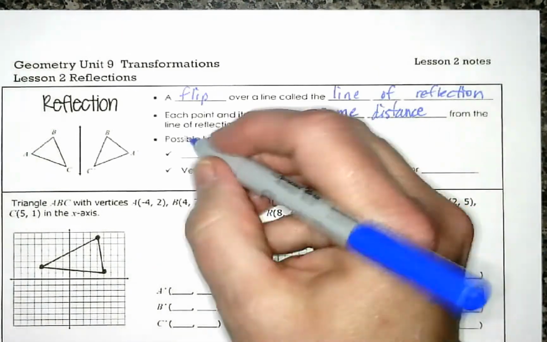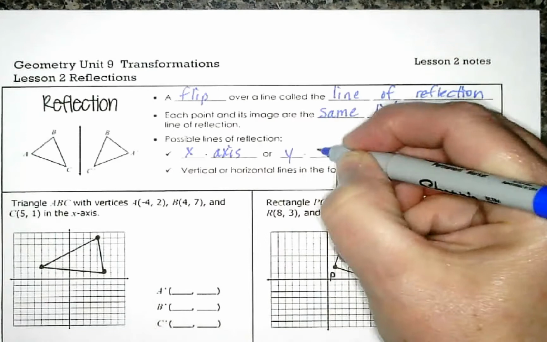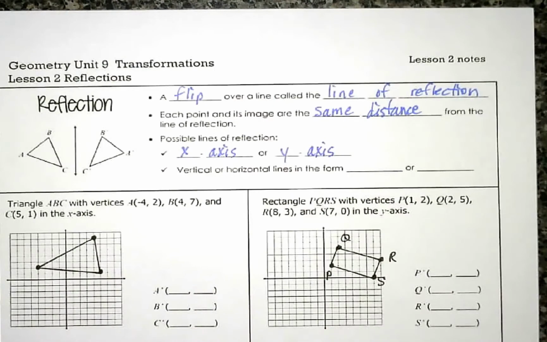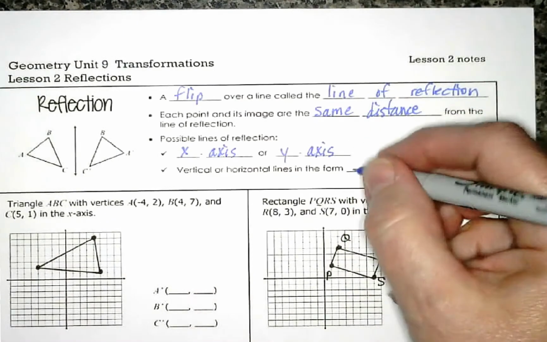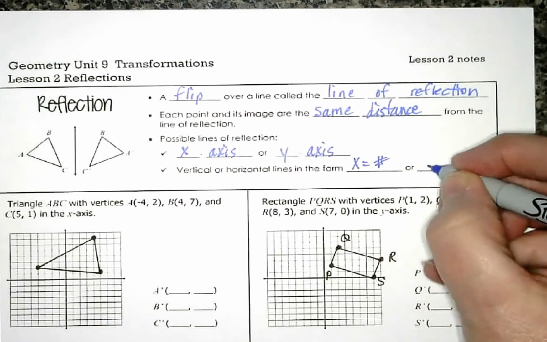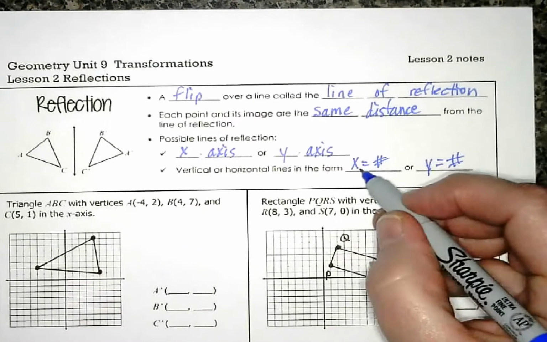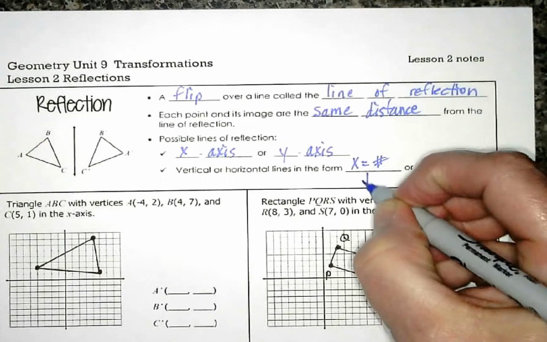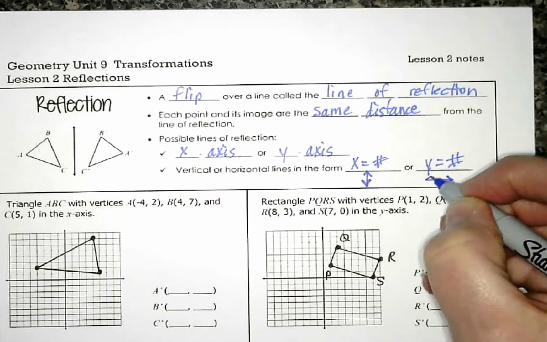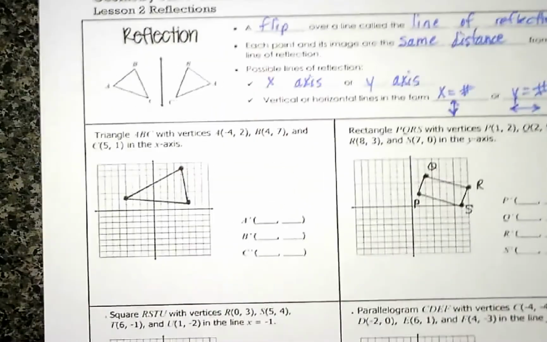Possible lines of reflection, the most obvious ones are the x-axis or the y-axis. They could also be just plain vertical or horizontal lines, so those equations are x equals some number or y equals some number. Just as a quick review, x equals is going to be a vertical line, and y equals is going to be a horizontal line through the number given there. All right, so let's see how this works.